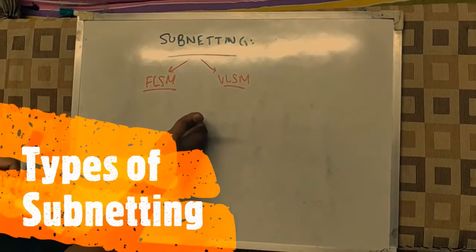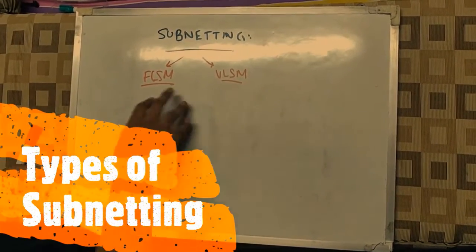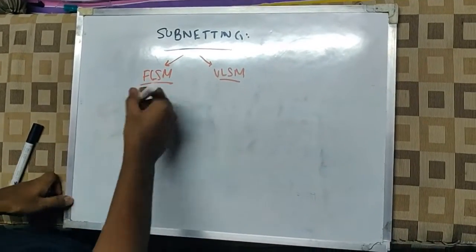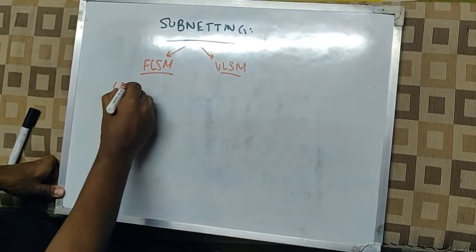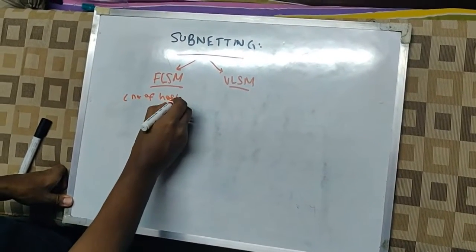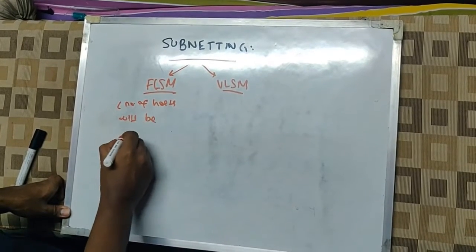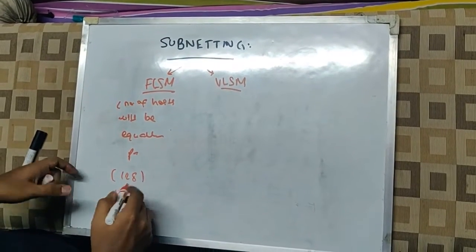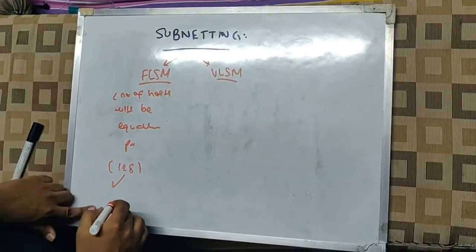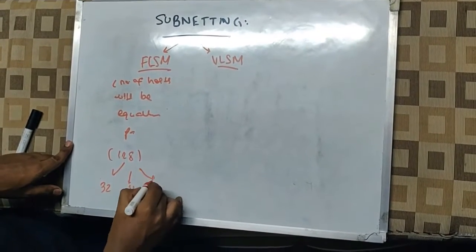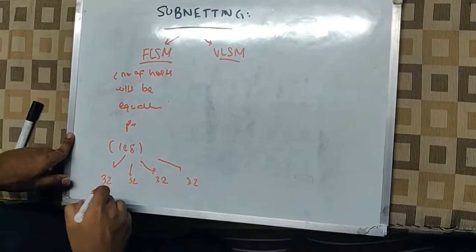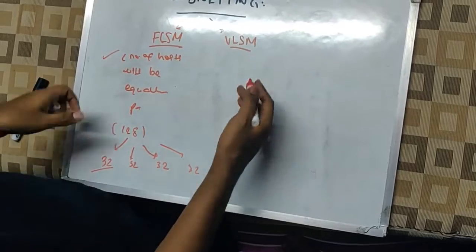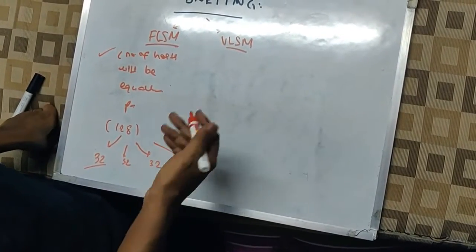Subnetting is of 2 types. One is FLSM and the other is VLSM. FLSM stands for fixed length subnet mask, and VLSM stands for variable length subnet mask. As the name suggests, with fixed length subnet mask the number of hosts will be equally partitioned. Let's suppose overall we have 128, and if we divide it into 4 parts, it will become 32, 32, 32 and 32. These numbers are fixed. It's of equal size, hence called fixed length subnet mask. The other one is called variable length subnet mask, in which these sizes can be made variable.